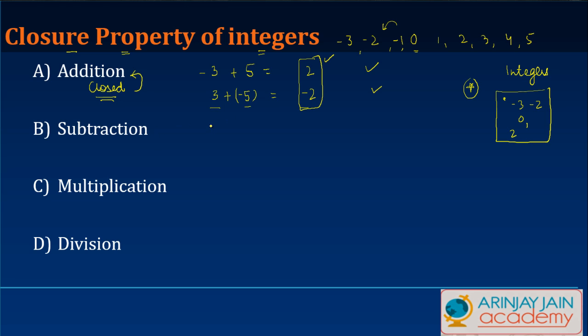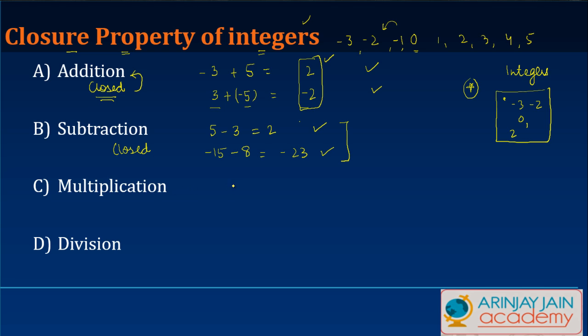Subtraction. Again, 5 minus 3 is equal to 2, right? Let's take -15 minus 8, okay? Again, -23. This is an integer, this is an integer, right? Similarly, you can keep on performing these operations on as many numbers as you want, and the result is always going to be an integer, which means that integers are closed under subtraction.